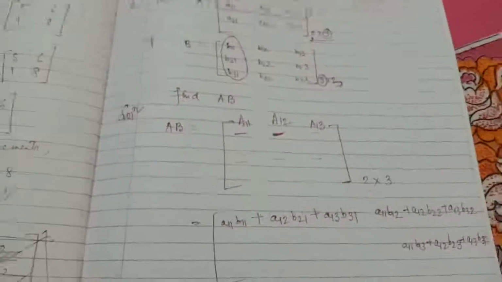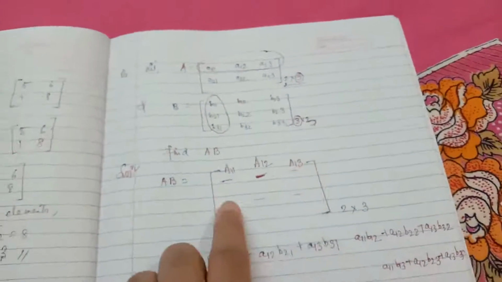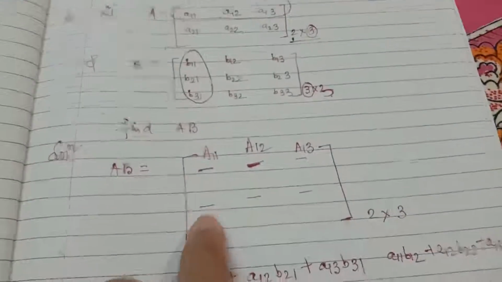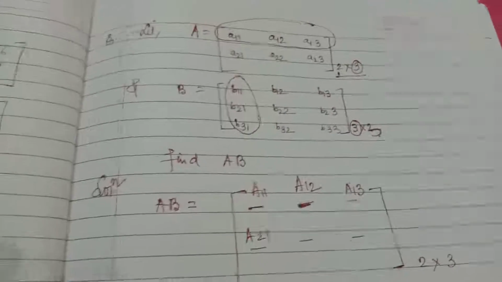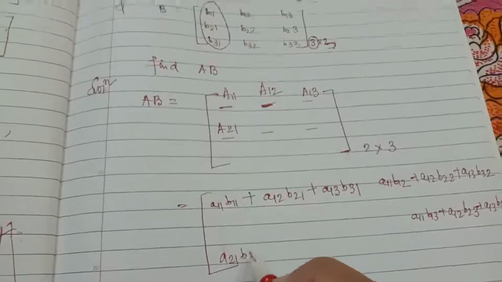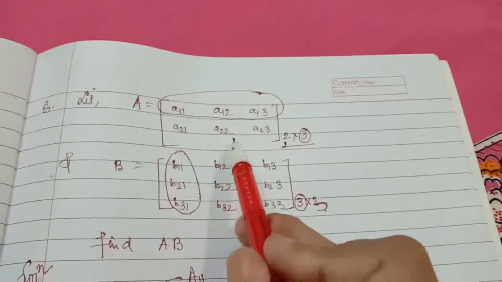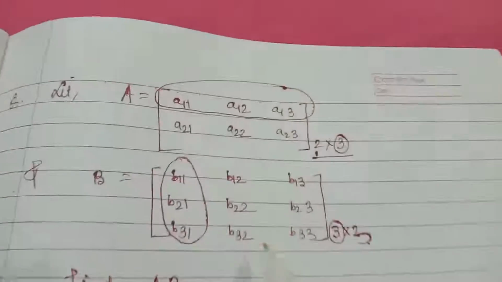B33. Okay, so this is the way. Next is the first row, third column element. Next we have to write this one. This is the second row, first column element. To get this, we have to multiply the second row of A with the first column of B. This will be, you can see, A21 B11 plus A22 B21 plus A23 B31.